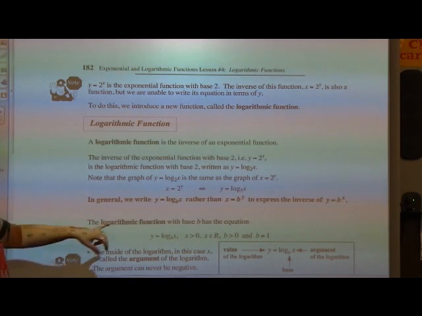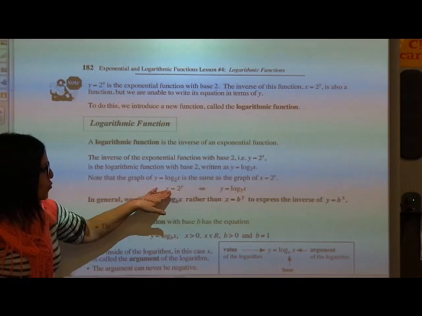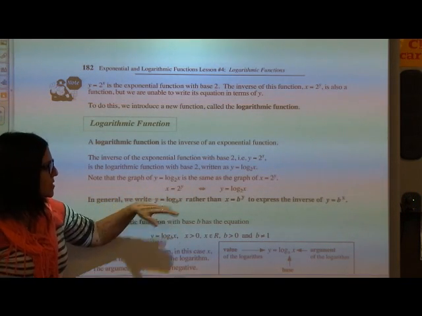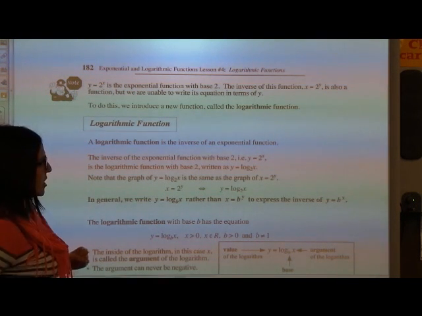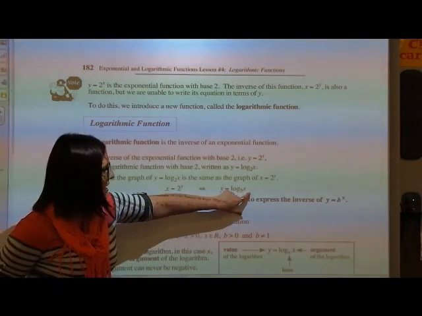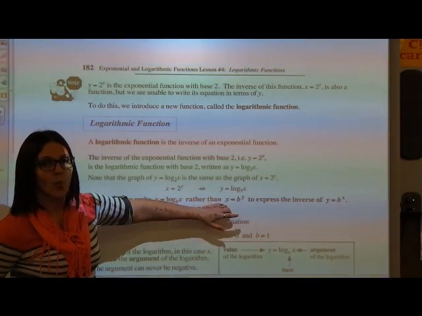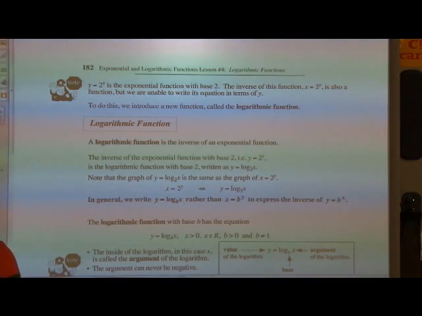But we write this logarithmic equation, rather than this inverse exponential, in order to express the inverse of an exponential function. Because again, we don't generally leave equations as an x equals. We write them as a y equals, and it's that log that allows me to write it as a y equals.